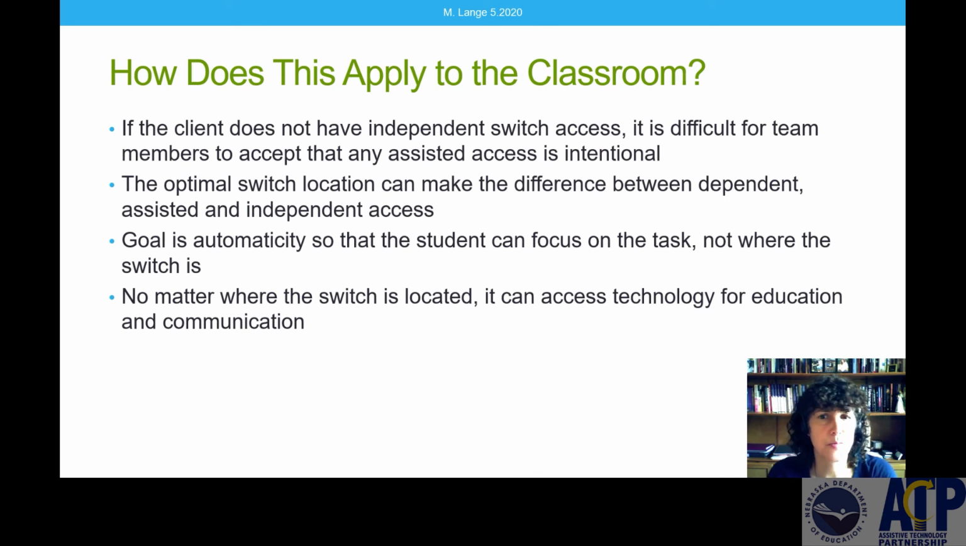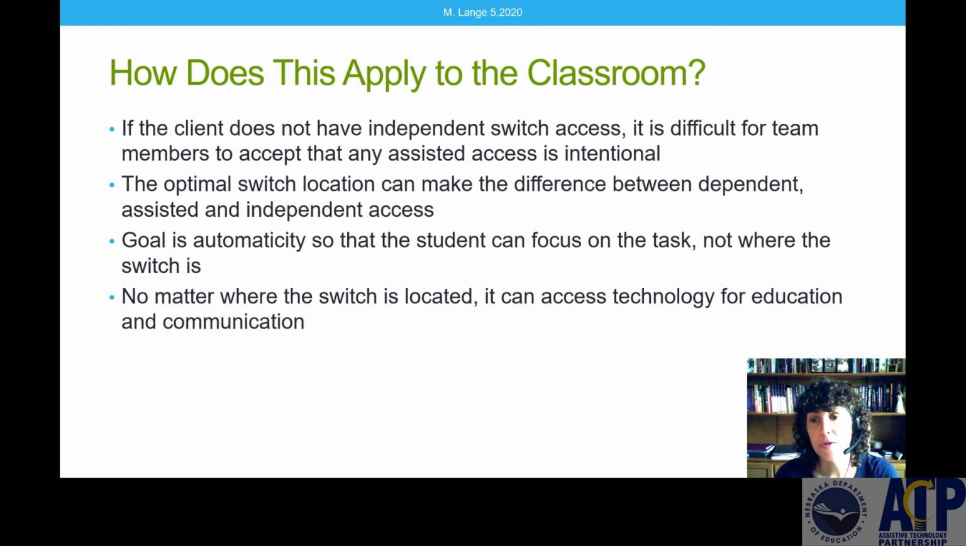So how does this apply to the classroom setting? Well, I know a lot of you are working in a school setting. If the client doesn't have independent switch access, maybe someone's grabbing their hand and helping them hit a switch. If they don't have that independent switch access, it's difficult for everyone on that team to really accept that what the student's doing, that they're really doing by themselves, right? It's easy to assume that that person helping them out is actually doing the work. So this independent control becomes very, very important.